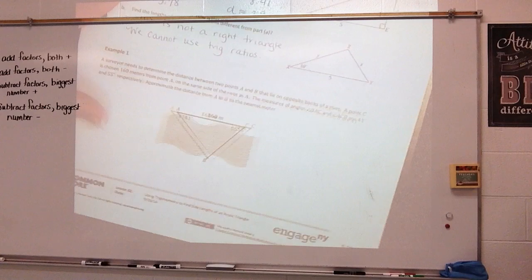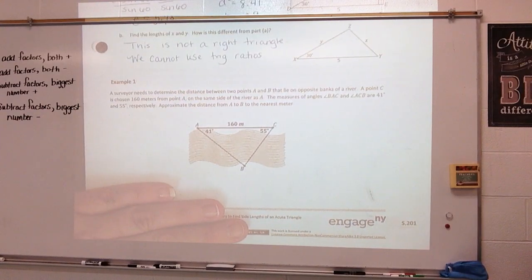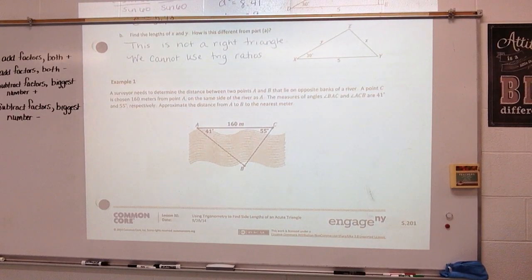Let's go ahead and look at example number 1. A surveyor needs to determine the distance between 2 points A and B that lie on opposite banks of a river. A point C is chosen 160 meters from point A on the same side of the river as A. The measures of angles BAC and ACB are 41 and 55 respectively. Approximate the distance from A to B to the nearest meter.